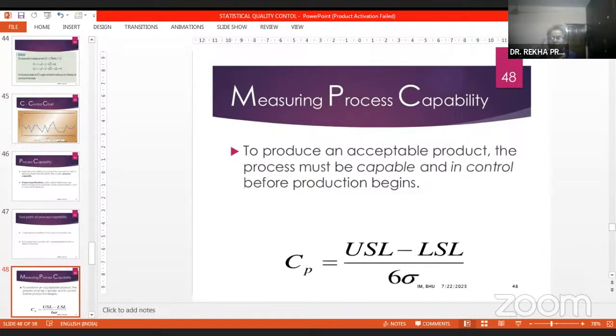So Cp is USL, upper limit, minus lower limit, divided by 6 sigma, क्योंकि प्लस माइनस है ना, तो दोनों को मिला के 3 + 3, 6 हो जाता है ना, तो within that range 6 sigma.